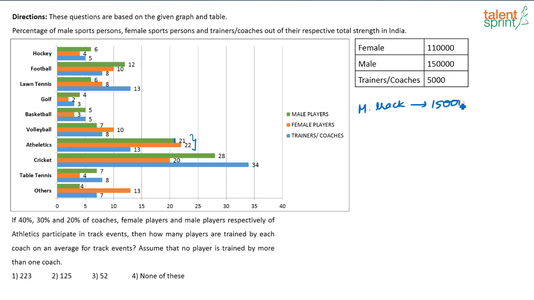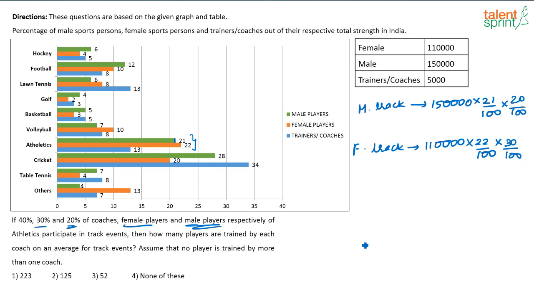So 150,000 into 21 by 100, right? 20% of coaches, female and male. So how many male players are there? 20% of this. So many male players are participating in track events. How many female players are participating in track events? This is the total number of female players. Out of that, 22% of them are female out of the total number of females, out of which how many have participated in track events? 30% of them have participated in track events.